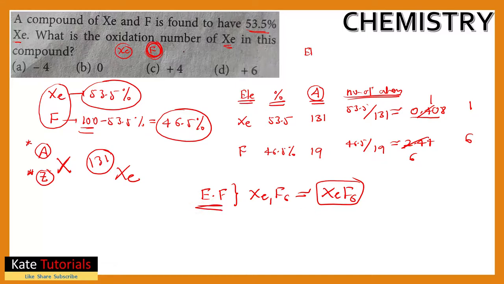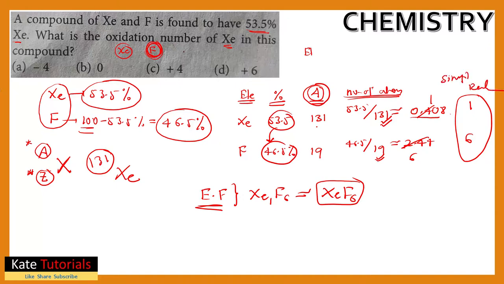So how did I calculate this? They have given the percentage of this. Initially I found the percentage of fluorine. Later on, by knowing the atomic mass, I divided them so that I got the relative number of atoms. Relative number of atoms means how many atoms are there in that atomic mass. That we got to know. And later on I got the simplest ratio, which is 1:6. So XeF6 I got, right?